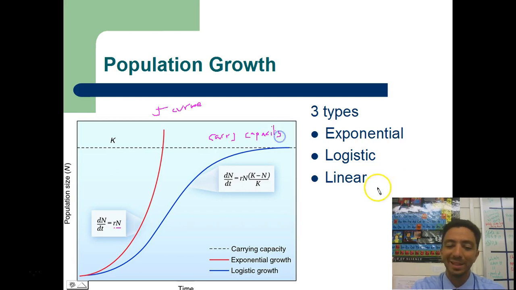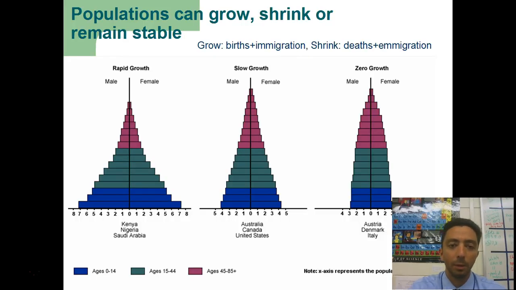And then the last type is linear. Linear growth is pretty rare in nature, but it is one to be aware of. Linear growth is just a straight line without any kind of bends to it. So those are the three possible types of population growth. Typically, you're going to see exponential initially and then it tails off as a logistic growth curve. Carrying capacity is going to be something that limits our further growth, but we'll get into that.